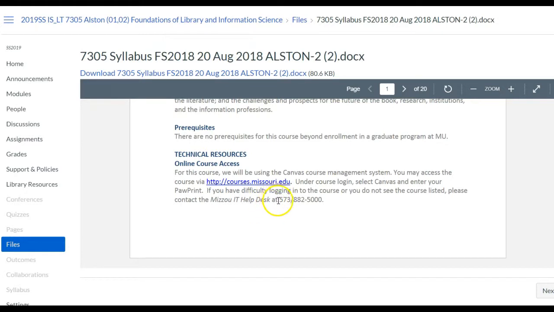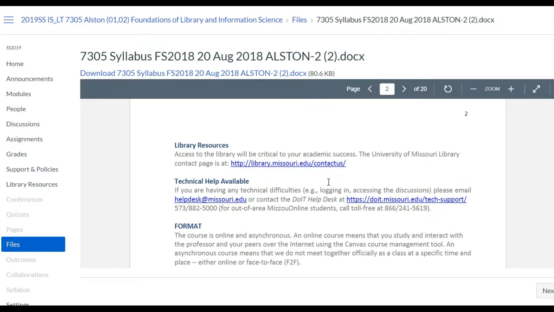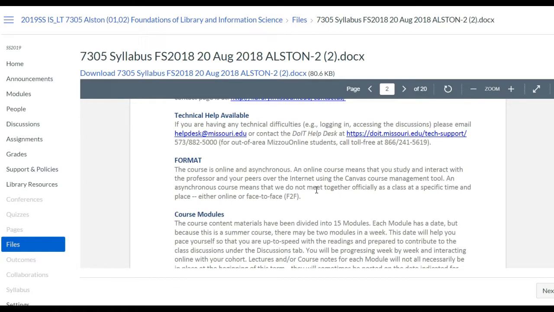If you have some technology difficulties, you can reach out to me for help. You can also reach the IT help desk, which is area code 573-882-5000, okay? So that includes if you have some Canvas issues. There is a Canvas help page, but beyond that, you can also reach out to the IT desk. If you need library resources, if you need help with library-related things, including finding articles and that sort of thing, then you can reach out to the library, Ellis Library, and they are more than happy to assist you. Technical help. Follow that link if you've got some technical issues related to logging in, accessing discussions, and things of that nature.